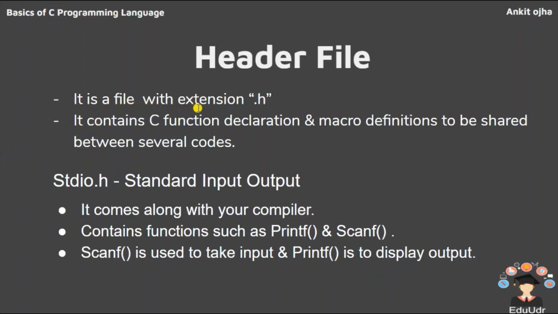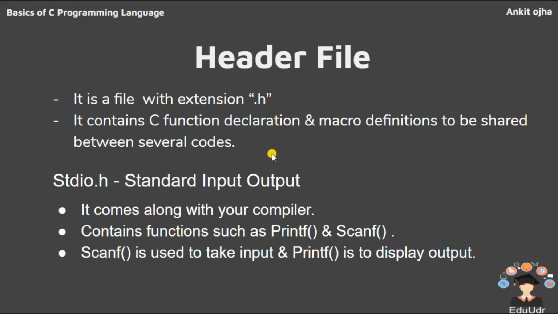It is a file which is used with the extension .h. It contains C function declarations and macro definitions to be shared between several codes. There are two types of header files: first, those which come along with your compiler, and the other is user defined.